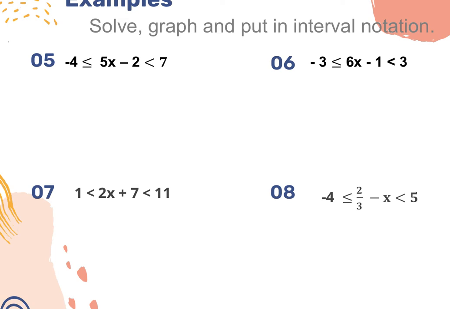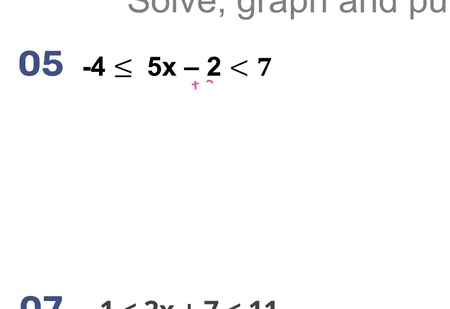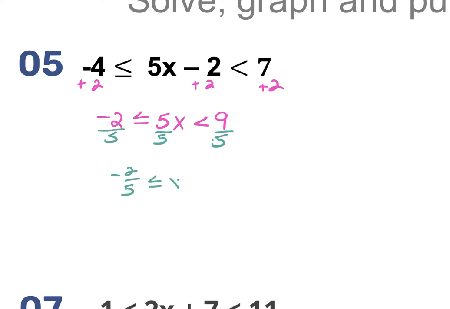So for your and statement, whatever you do to the middle, you're going to do to both sides. And then when you go to graph it, your answer only works where the lines overlap. So if I start with 5x minus 2, I would add 2 to the middle and to both the left and the right. I get negative 2 is less than or equal to 5x, which is less than 9. And then I divide everything by 5, and I get negative 2/5 is less than or equal to x, which is less than 9/5.